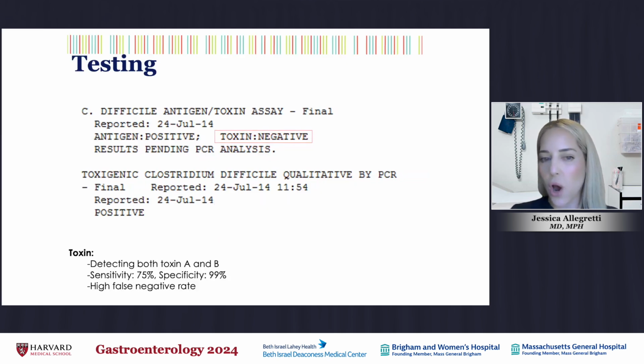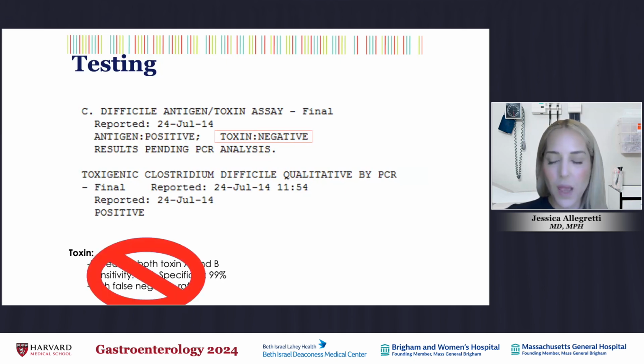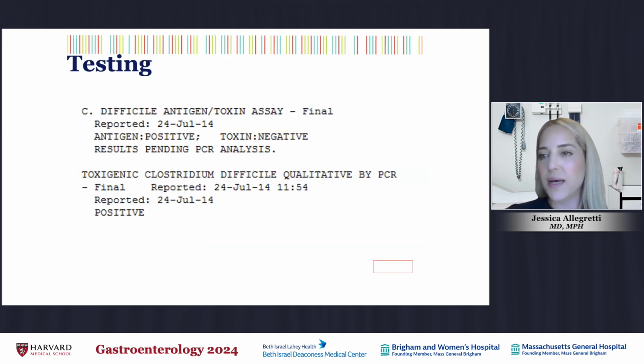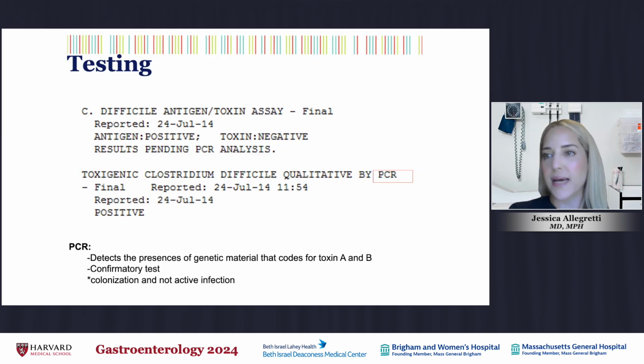The next test is the toxin test. This is also called the EIA test or EIA toxin test. It's an ELISA-based test that is actually looking for the presence of toxin, often both toxin A and B. Now, the early versions of this test were felt to have very poor sensitivity, and so there was concern for high false negative rates. That being said, the newer versions of this test are much better. They're not perfect, but they certainly are better. However, because of this concern for high false negative rates, many institutions turn to PCR only or PCR confirmatory testing.